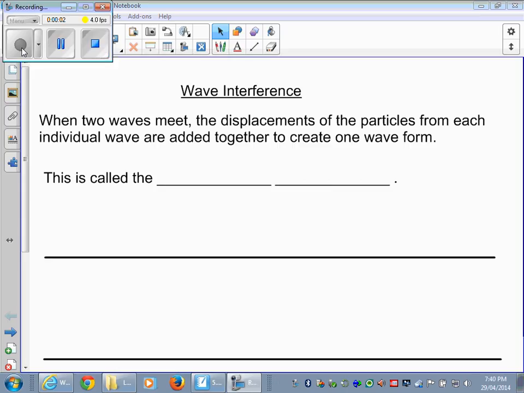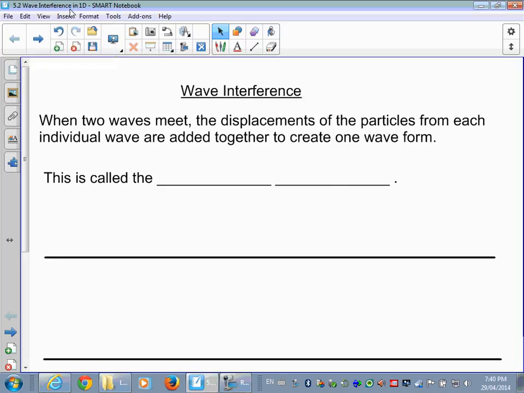Hello again. In the last lesson, we looked at different properties of waves like wavelength, frequency, amplitude. Those were all characteristics of waves that you probably learned about in grade 10. Most of what was in the last lesson was probably just review. Today we're going to look at something that should be new, and that's the idea of interference of waves.